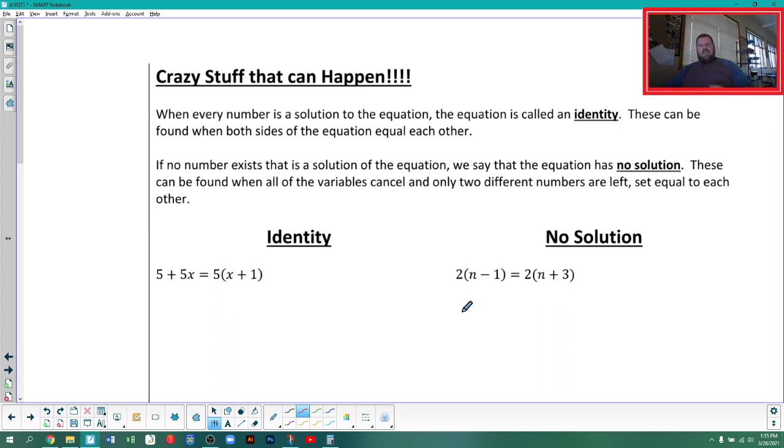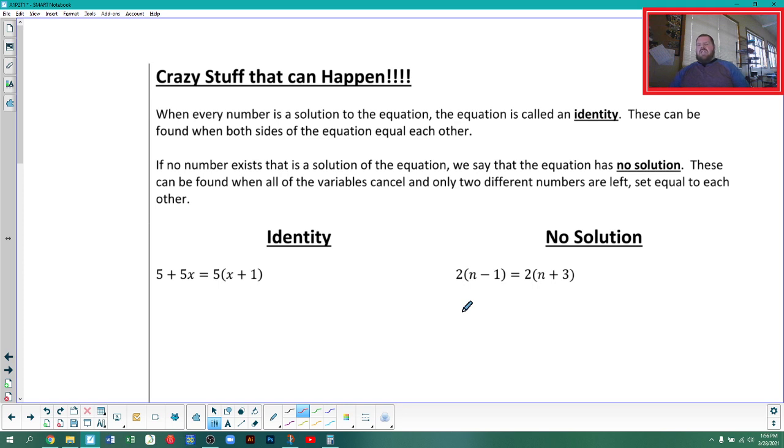Now there are some crazy things that can happen once you introduce having variables on both sides. When any number that you can think of is an answer to an equation, is a solution to an equation, then it's called an identity. Okay? These can happen when both sides of the equation equal each other. And we can kind of hide that they equal each other. But once you simplify it, it's easier to see.